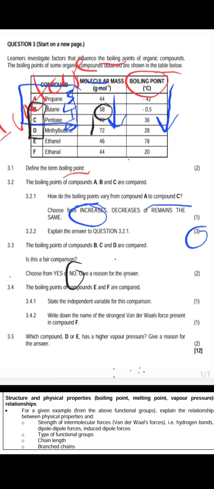So we are having two independent variables, and that makes science not fun. Let us have only one independent variable. If it is temperature, let it be only temperature. If it is molecular mass, let it be molecular mass.